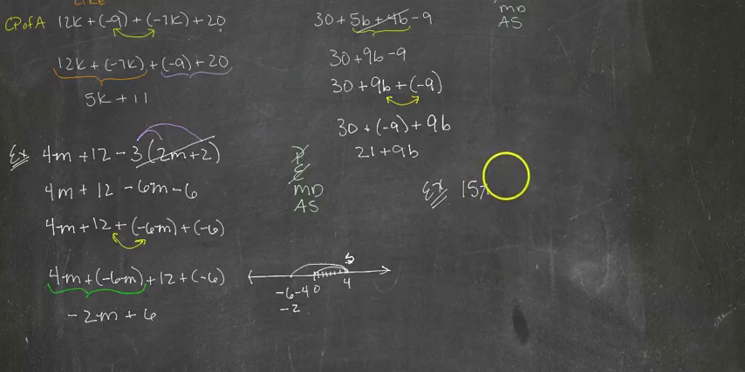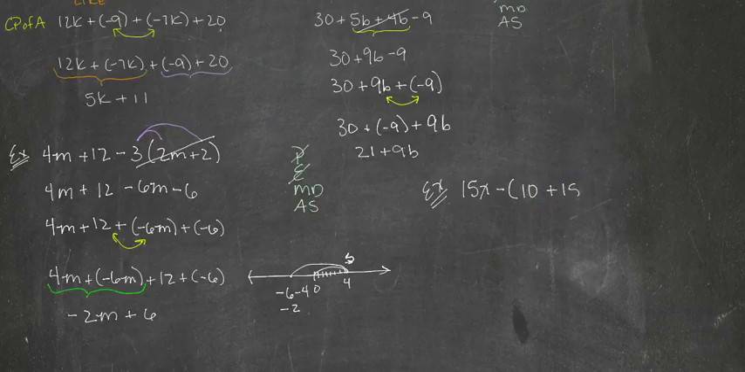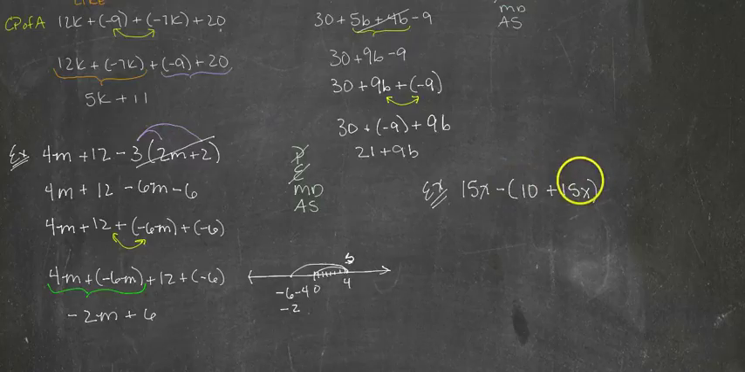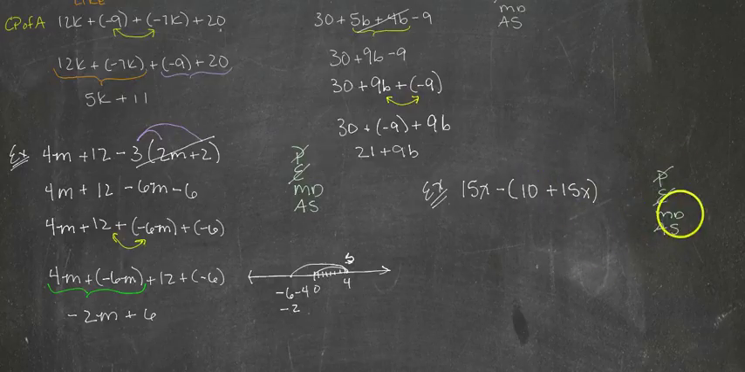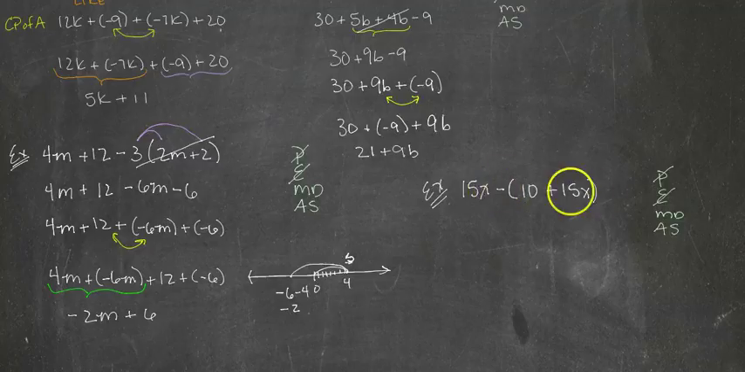15x minus 10 plus 15x. So this one's a little bit tricky because you want there to be something to multiply with this part inside the parentheses. Because when we look at our PEMDAS, right, we can't combine what's in the parentheses and there are no exponents, so we're looking for a multiplication. I clearly have one, but I don't really know what to do because there's not a number there.